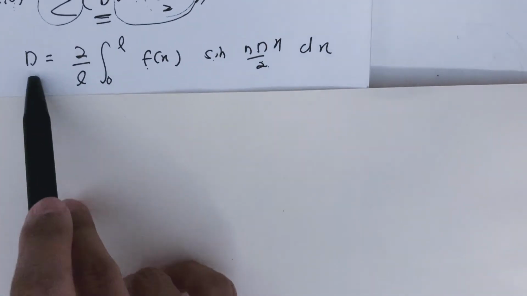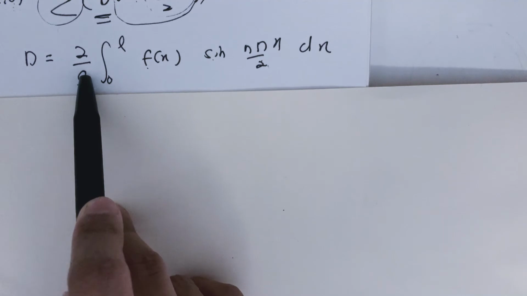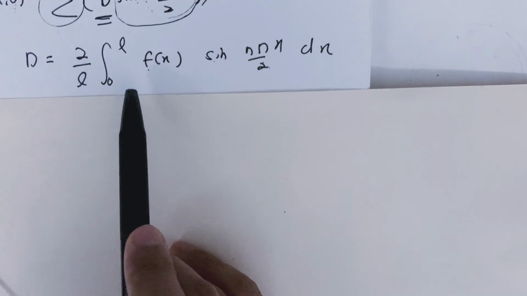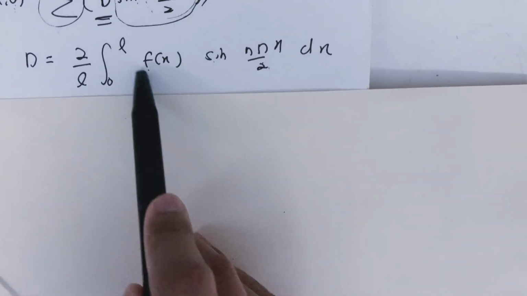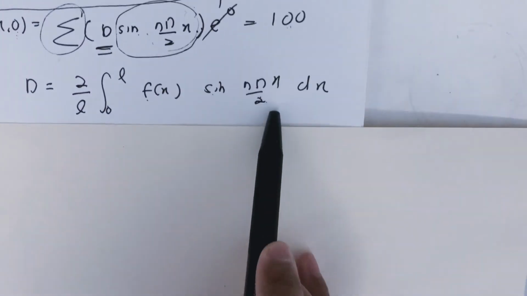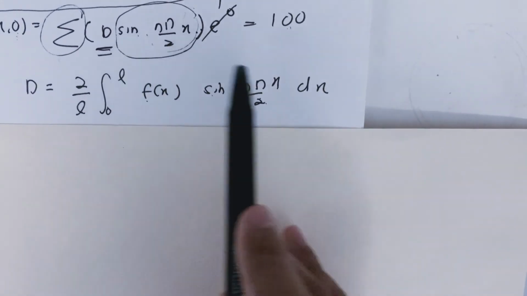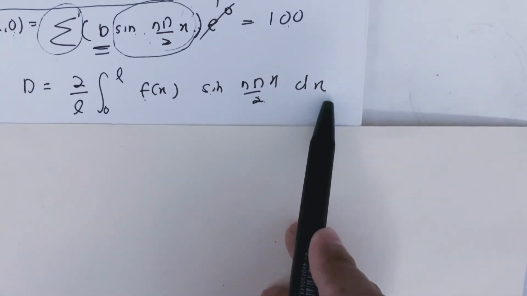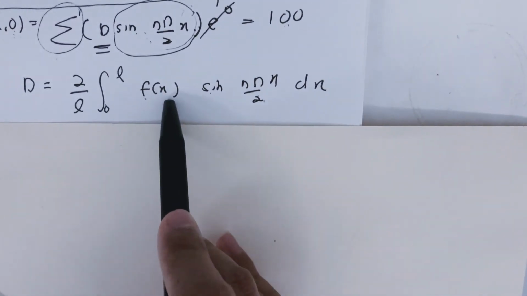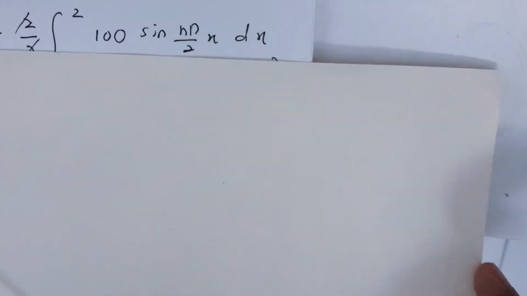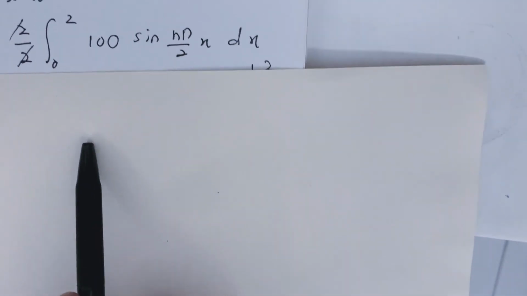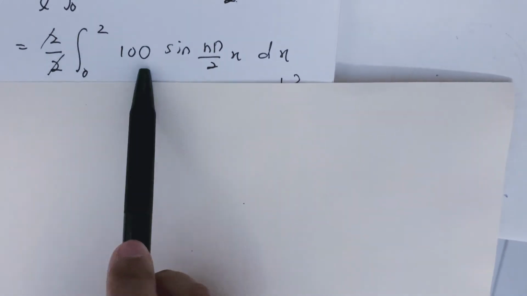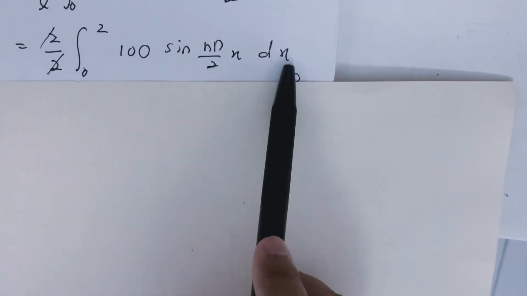By Fourier series, this is the formula for you to find the value of the constant. So 2 over L, which is the length of the rod, integral from 0 until L of f(x), the function given in the equation, whatever function you get on the left, integrated with respect to x. So f(x) in our equation is 100, so we're going to integrate that. Our L is 2, so from 0 until 2, 100 sin(n pi x over 2) dx.